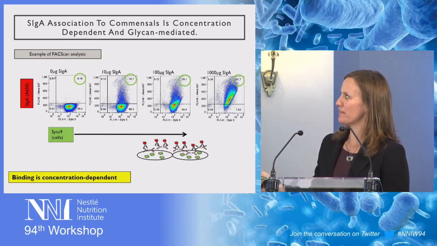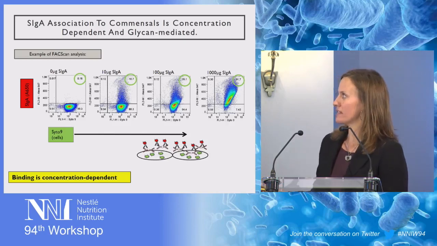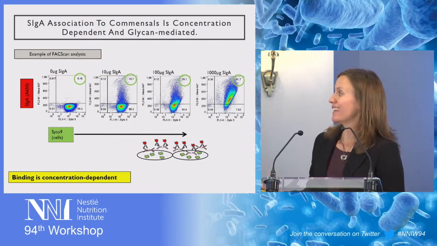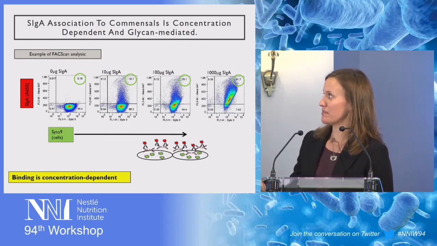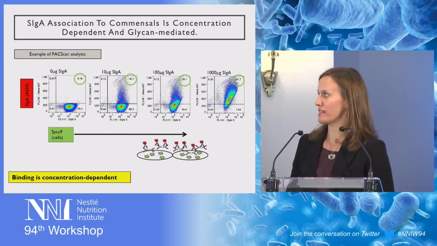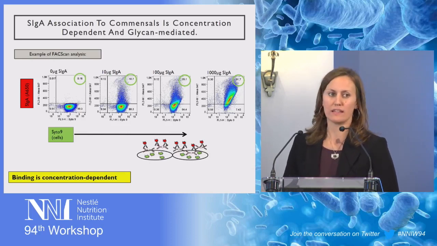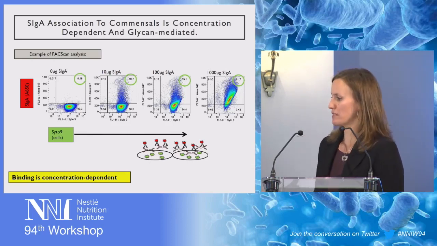This is an example of a flow plot, and this is Bifidobacterium infantis, so B. infantis, that you are seeing here, where up at the top you can see an increase in my concentration of secretory IgA, and hopefully you can see a very clear demonstration of an increased association of my bacteria with secretory IgA with increased concentration. So certainly evidence that this interaction is concentration dependent.